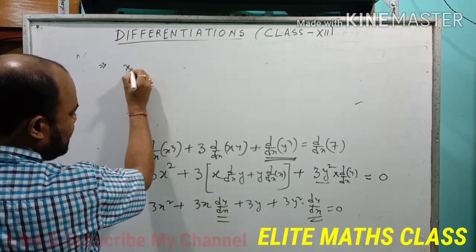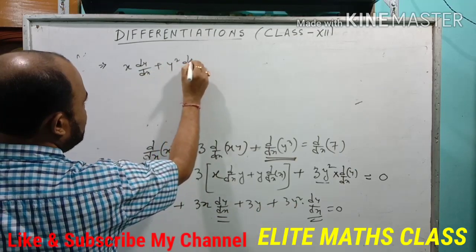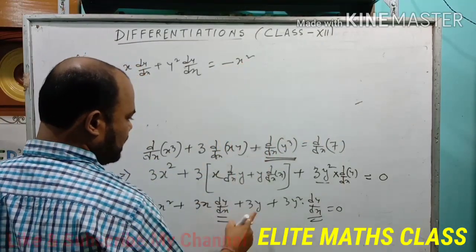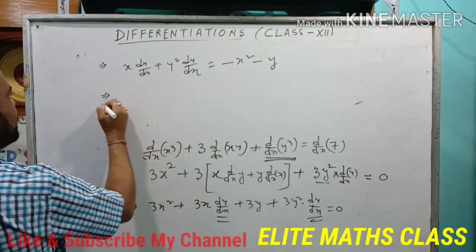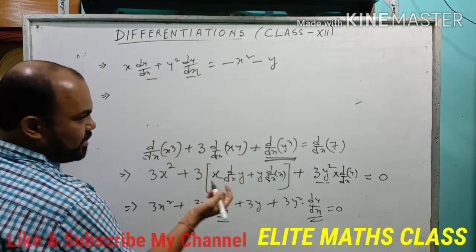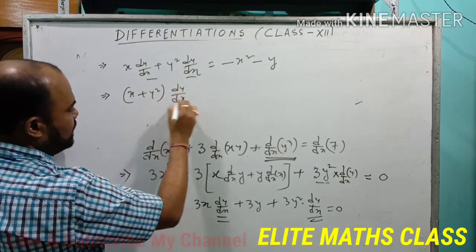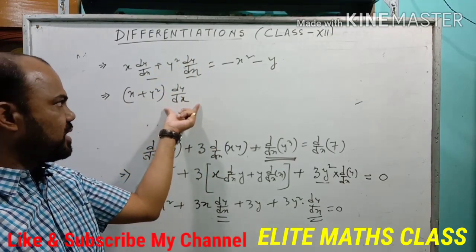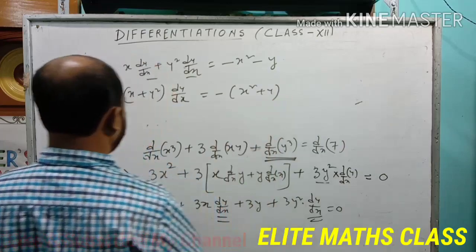So we are getting, write the terms of dy by dx in LHS: x dy by dx plus y square dy by dx equal to minus, this term to the right side, it will be minus x square, and this term will be in the right side minus y, as 3 cancelled. Now see dy by dx is common. Remember one thing, whenever we take common dy by dx or d2y by dx square, always try to write the common term on the right side. Whatever remains, write it first and then write dy by dx or d2y by dx square, equal to, here you can take minus common, x square plus y.